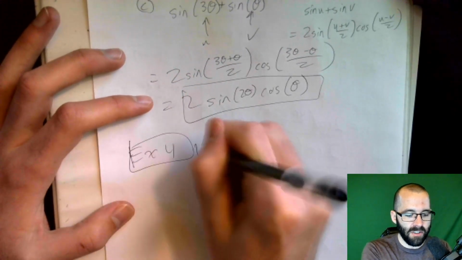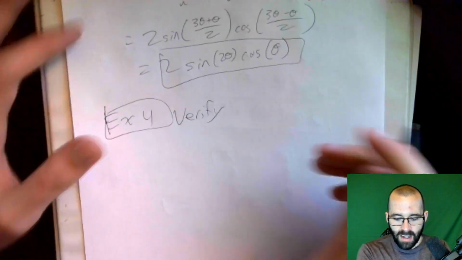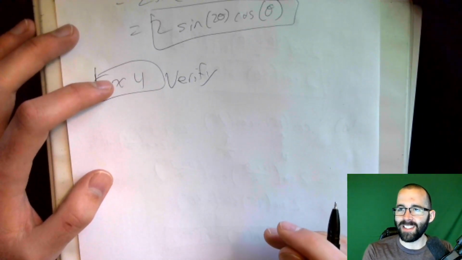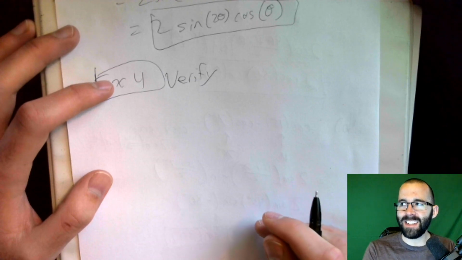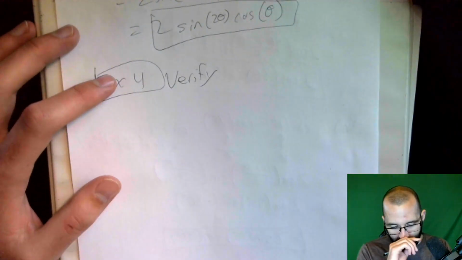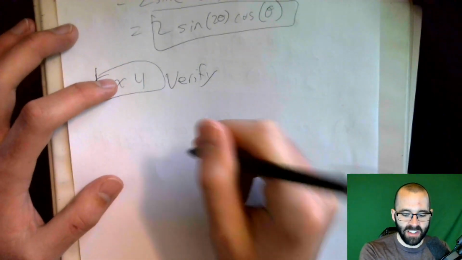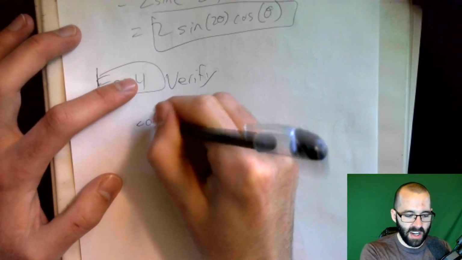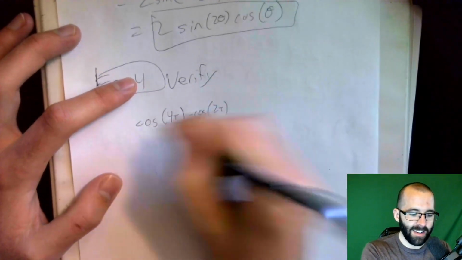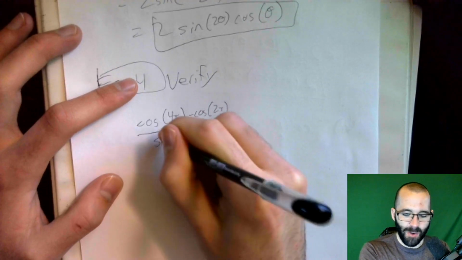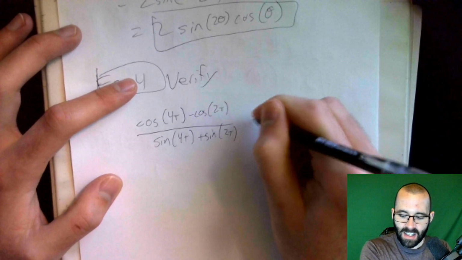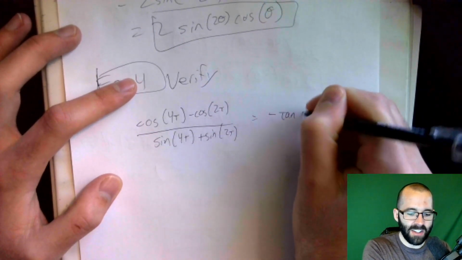Example 4, verify. And this one is a squirrely one. So if you're sitting there thinking this seems too easy, this one will be a little messier, okay? A lot of opportunities for error right here. The cosine of 4t minus the cosine of 2t divided by the sine of 4t plus the sine of 2t equals negative tangent of t.